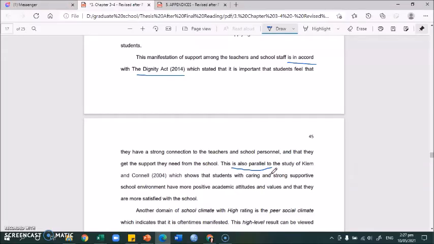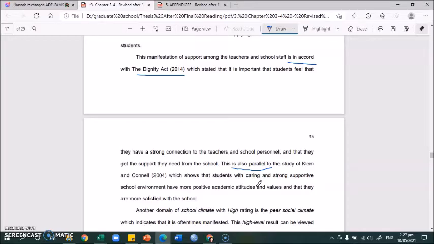Whether the literature you introduce is supporting or contradicting your result. Okay? So, if you want to show that your result supports a specific literature, you can say, in accord with, is parallel to, echoed the result of. Okay? It's a manifestation of the result of the study of or the statement of. So, ganyan. You can use those introductory statements.